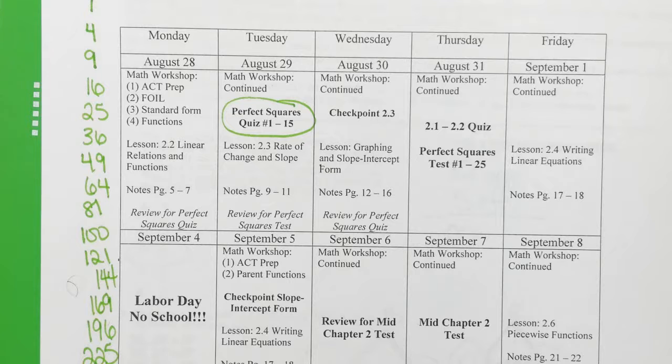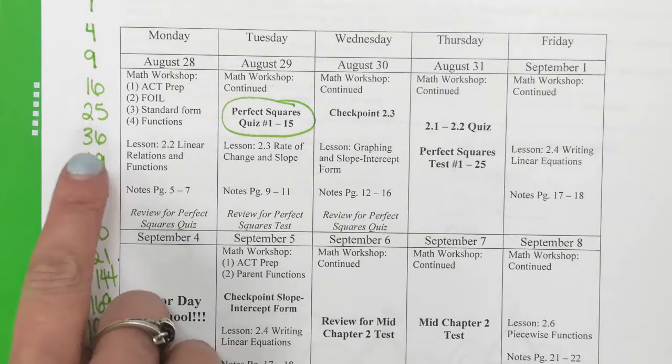Those are printed. All the 1 through 25 are printed on the back of your learning targets from Unit 1. Okay? You will have 5 minutes to work these out. No calculator. You just have to know them. Does that make sense to everybody?